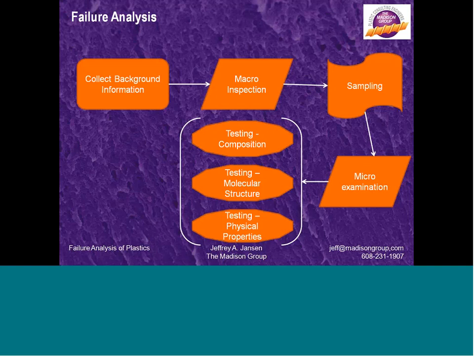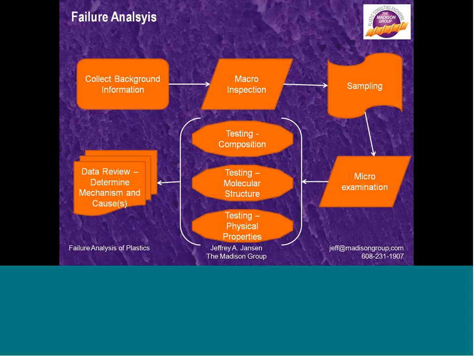Next, then, we're going to get into doing some testing. We're going to look at composition. We're going to look at molecular structure. We're going to look at physical or mechanical properties of the part. We're going to do that type of testing, and we're going to get the data that it tells us. Typically, that data tells us more about why the part failed. So the examination, the visual techniques, gives us more about how, and the analytical techniques gives us more about the why, typically. Then we're going to do a data review, determine the mechanism and cause, put it all together.